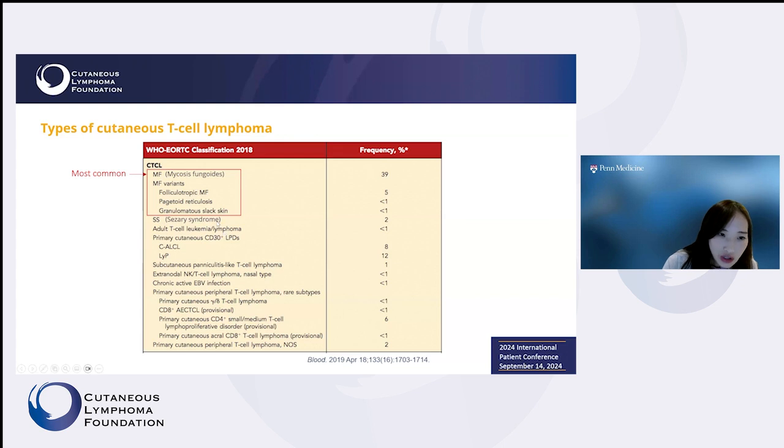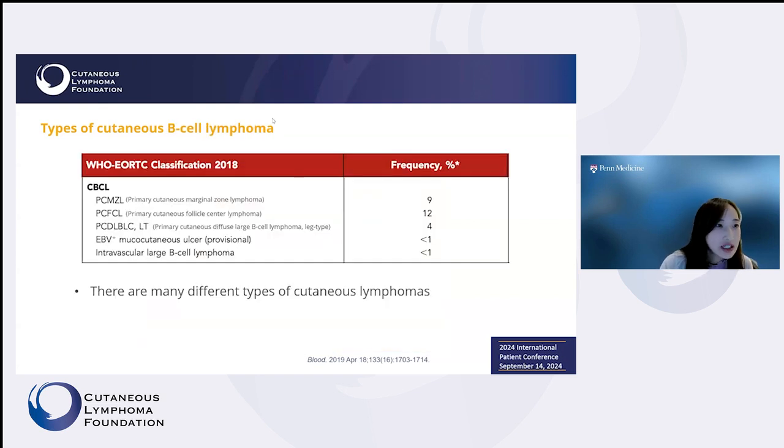There's also Sézary syndrome, which is when the T cells in your blood are abnormal. And then you also have many other different types of T-cell lymphomas. So cutaneous T-cell lymphoma does not necessarily equal mycosis fungoides, but mycosis fungoides is the most common type of cutaneous T-cell lymphoma. And this is a list of the types of cutaneous B-cell lymphomas. And you can see it's a much shorter list than cutaneous T-cell lymphomas. But the general takeaway here is that there are many different types of cutaneous lymphomas, and your treatment and prognosis depends on what kind of lymphoma you have.